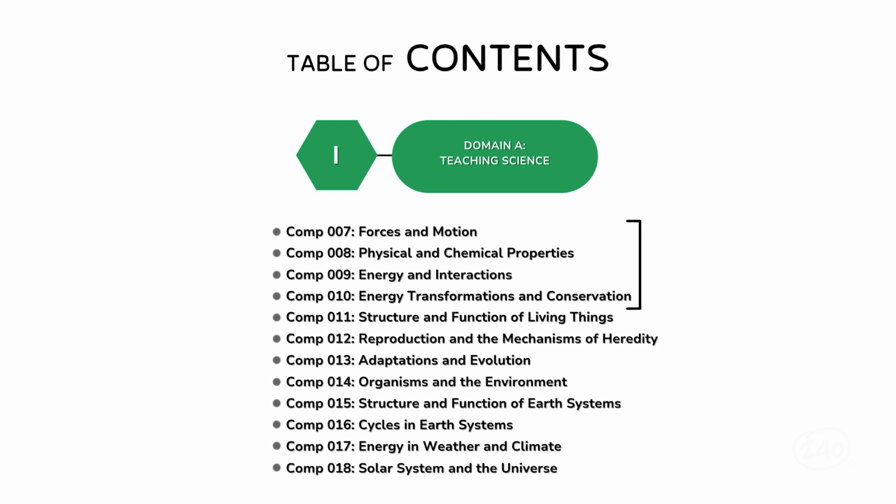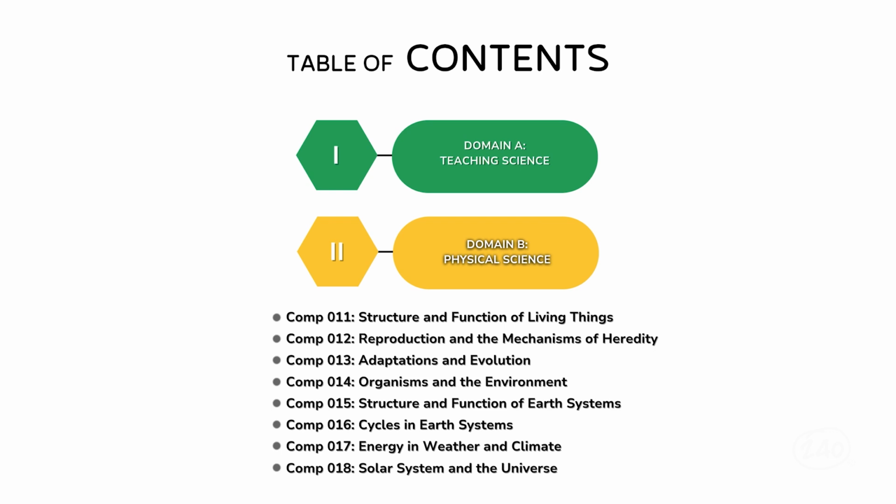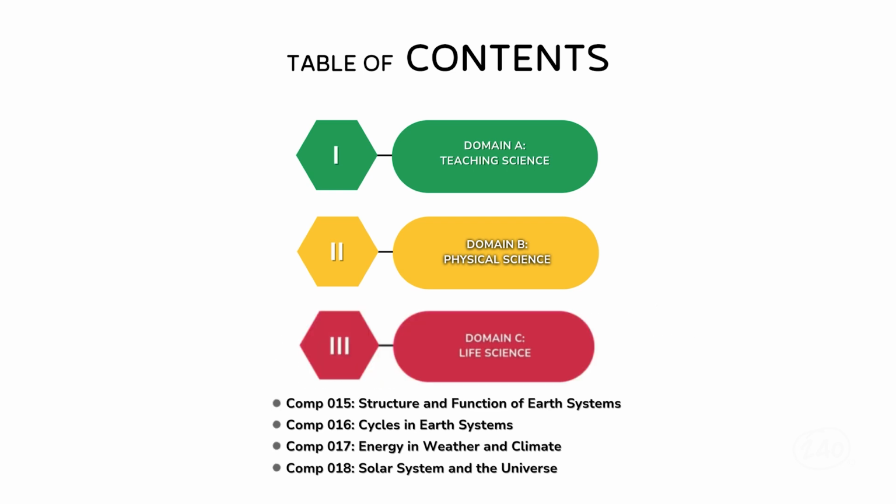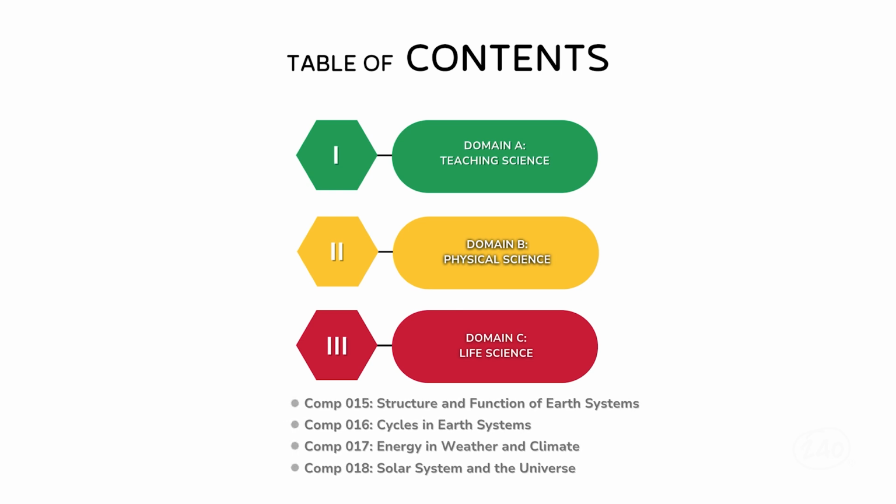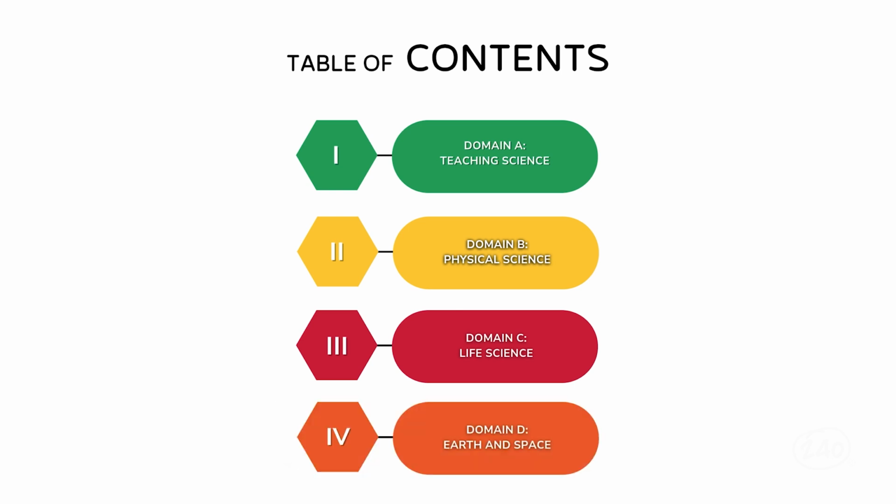Competencies 7 through 10 include forces in motion, physical and chemical properties, and 2 on energy. Let's call this domain Physical Science. Competencies 11 through 14 cover information about living organisms. So let's call those Life Science. And finally, competencies 15 through 18 relate to Earth and space. So let's call them that.